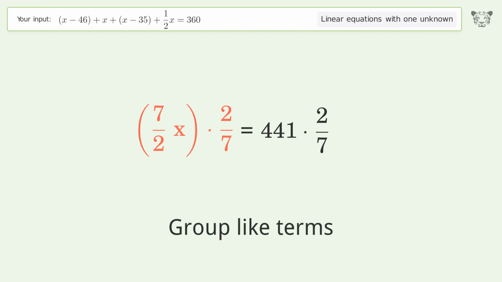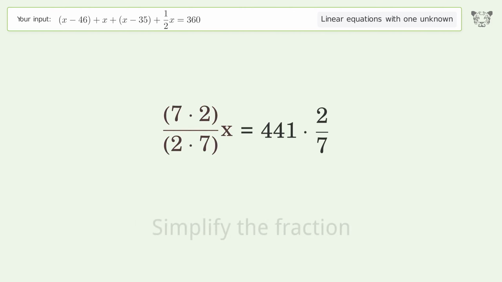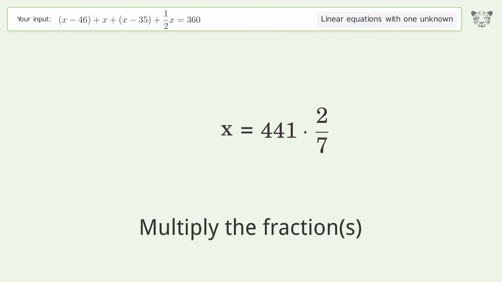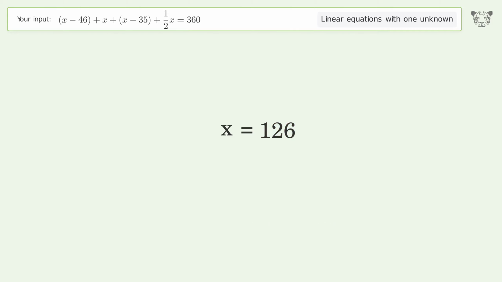Group like terms. Multiply the coefficients. Simplify the fraction. Multiply the fractions. Simplify the arithmetic. And so the final result is x equals 126.